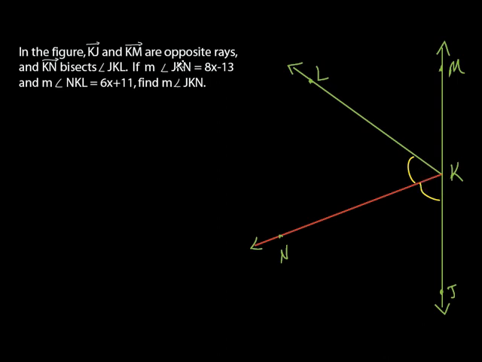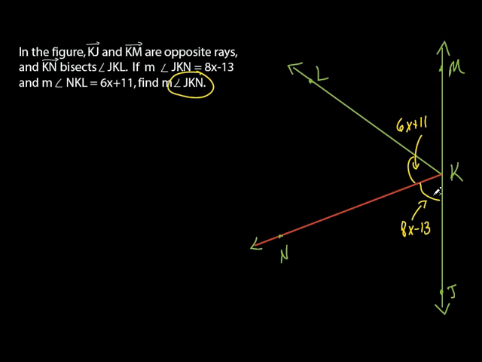Look what they tell you. They tell you that angle JKN, here's JKN, this angle right here, is 8x minus 13. What else do they tell you? They tell you the measure of angle NKL. Let's find that. NKL, that's this angle right here. They tell you that that is 6x plus 11. And they ask you to find what angle JKN is. They want you to find this angle right here.